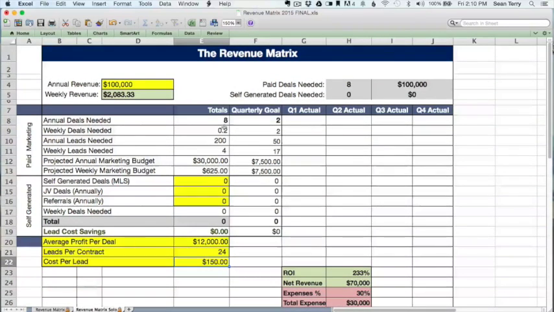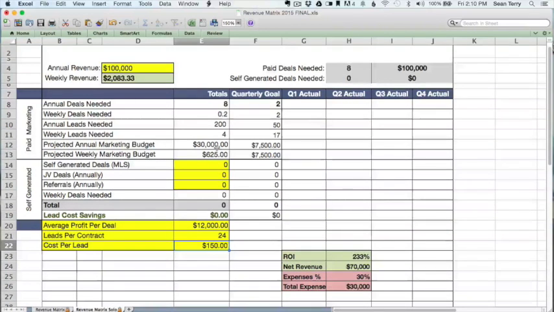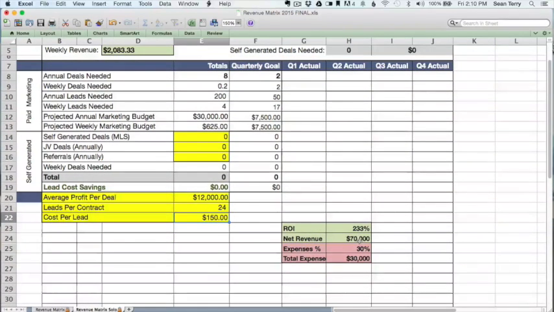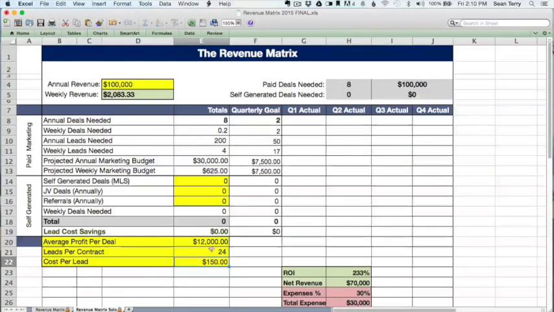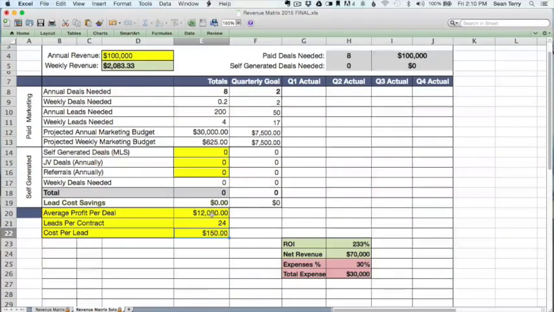Now we need 8 deals, right? Average weekly revenue, $30,000 as an annual marketing budget, or $625 a week. Now we pocket $70,000, expense ratio of 30%. Total expense is $30,000 with a 233% ROI. So here's the deal. These numbers will either make or break your business.